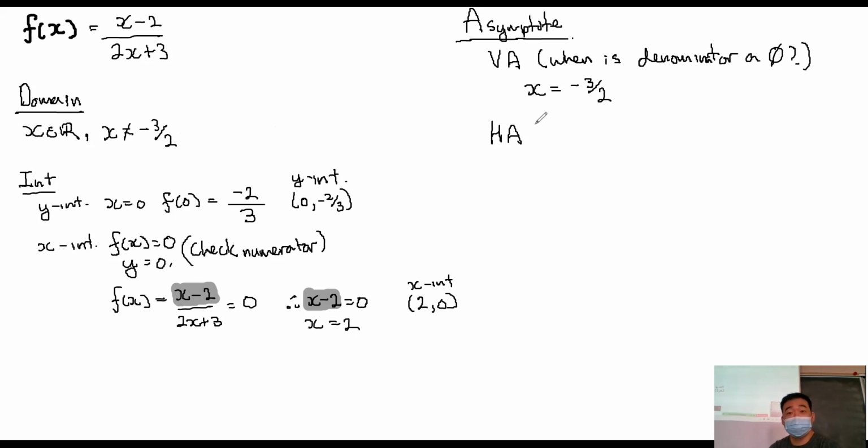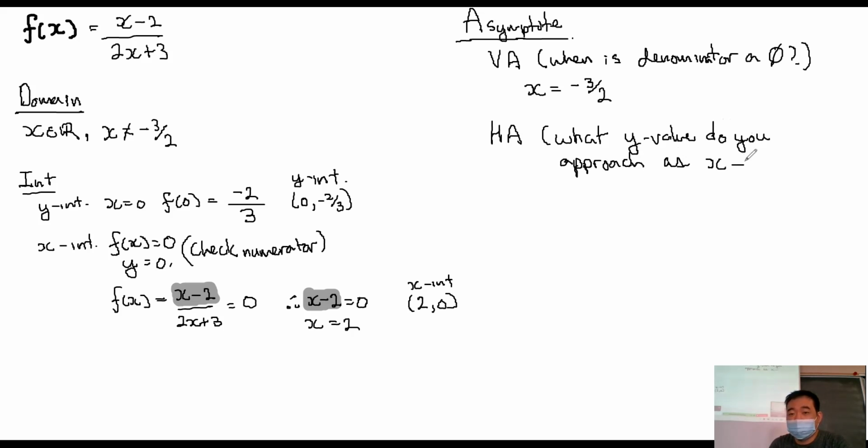Horizontal asymptote. Here's a new one. What y value do you approach as x goes to plus or minus infinity? So in other words, horizontal asymptote is actually end behavior. They're actually sort of one and the same.